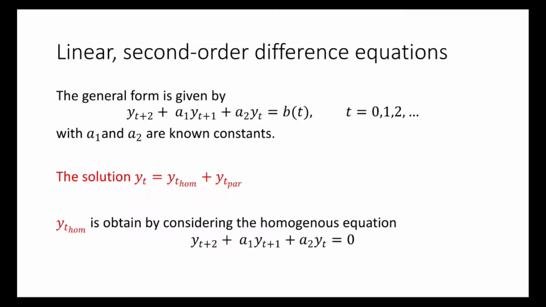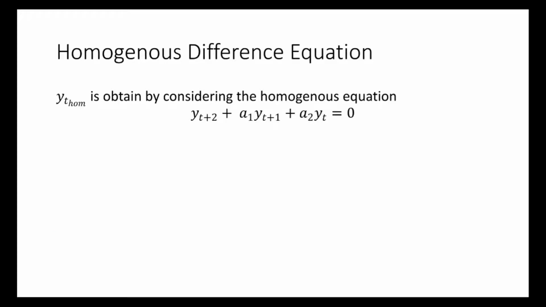So how to get the first solution, which is the homogeneous solution? Of course, by considering the homogeneous equation. So it is exactly the same as in the general form, except that on the right hand side we don't have the function b_t, but instead we have 0. If the right hand side is 0, then we call the equation a homogeneous equation. So the question is now how to find the solution of this kind of equation.